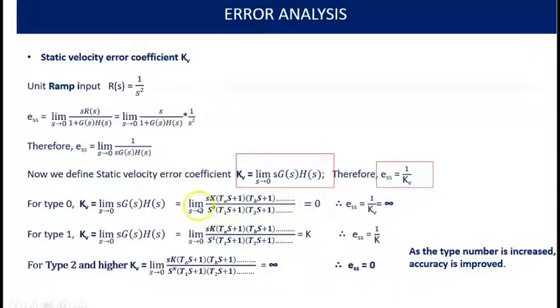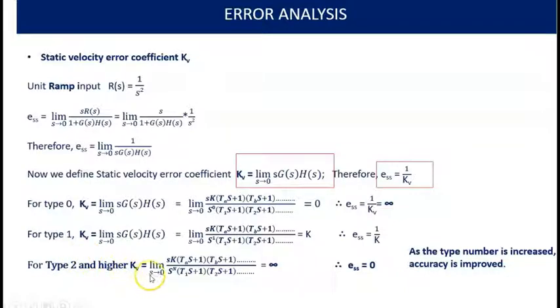So this is equal to 0. S raised to 0, that's 1 s. So this is equal to 0. Therefore es is equal to infinite. For type 1, Kv is equal to limit s tends to 0 s G(s)H(s). That's equal to limit s tends to 0, this term, that's equal to K, because these two s will get cancelled. So this is equal to K. Therefore es, the steady state error, is equal to 1 by K. There will be a finite amount of steady state error.